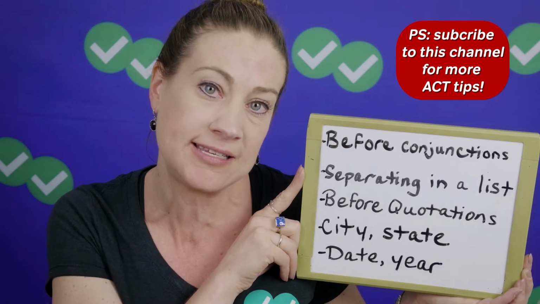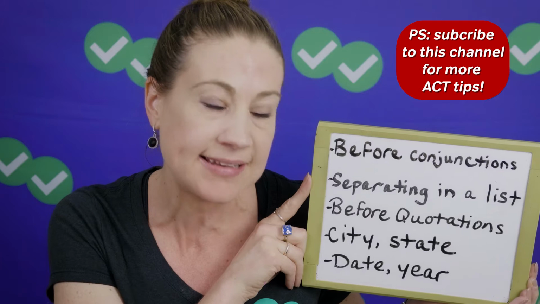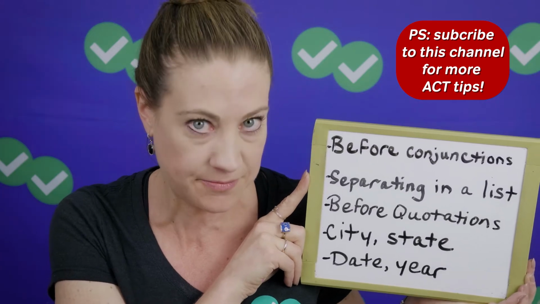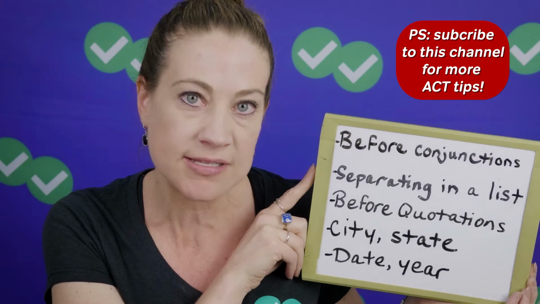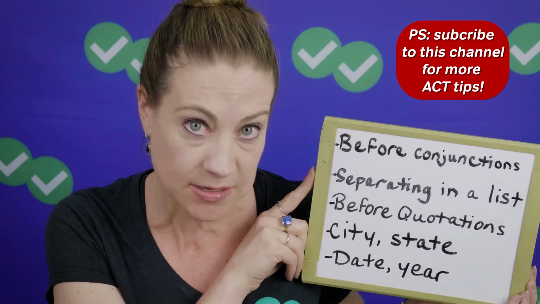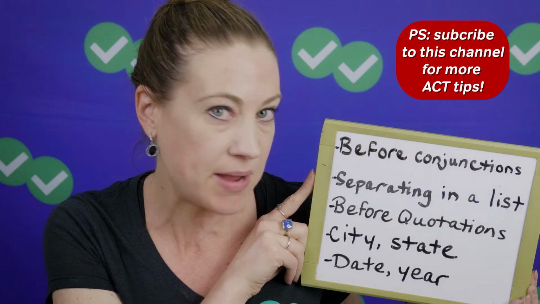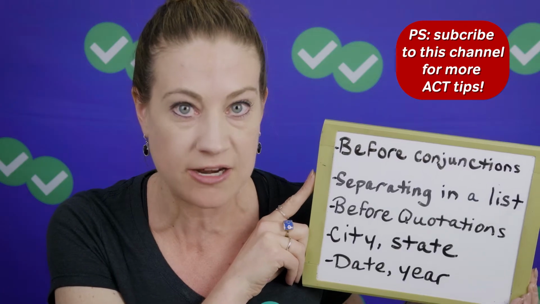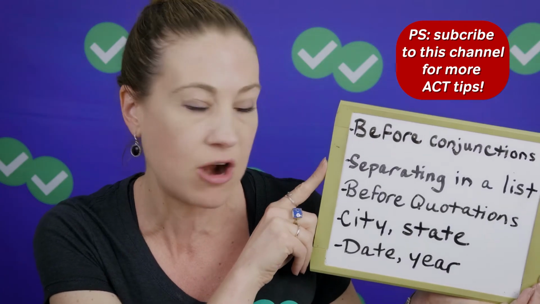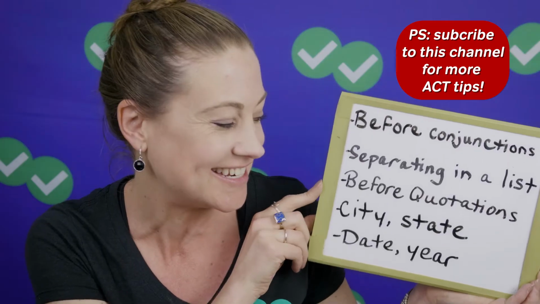So what does the ACT do? The ACT does not test you on that particular item. So you want to have commas between items on a list, but the very last comma that comes before the and might be there, might not be there. You're not going to be tested on it, so don't worry about that one. Just know that there are commas between other items in the list.